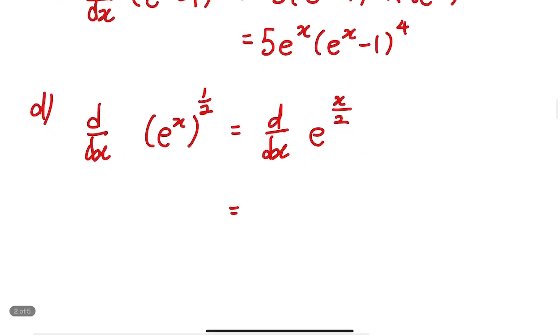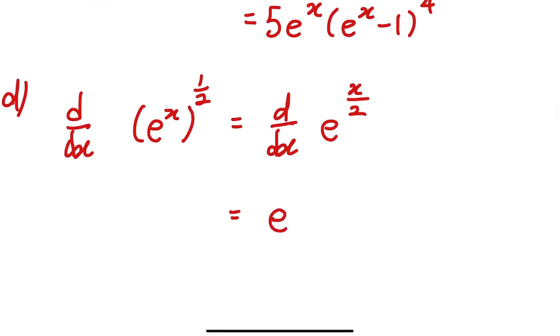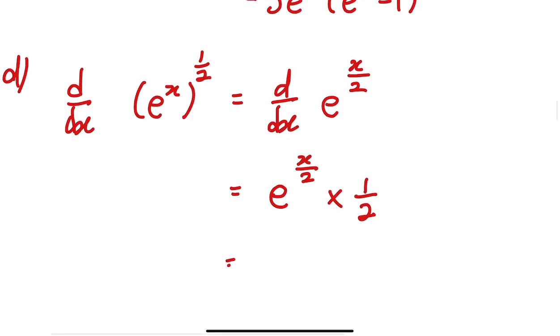So how to differentiate exponents? I keep this the same thing over here, e power x over 2. Now I multiply this by differentiating this power. So differentiate x over 2, I'll get half. So therefore my final answer is simply half e power x over 2.